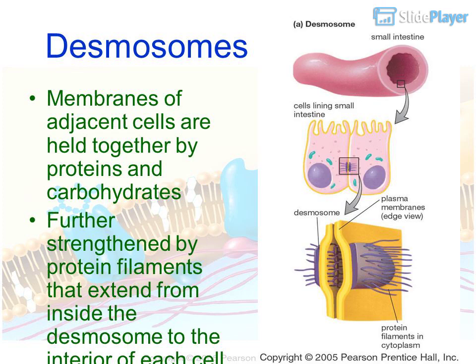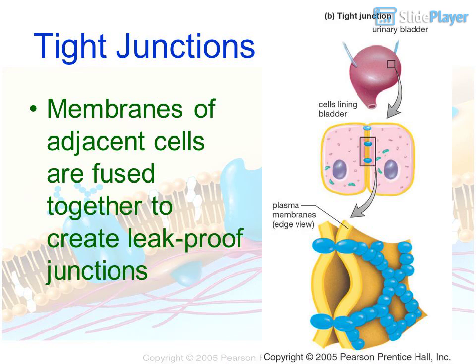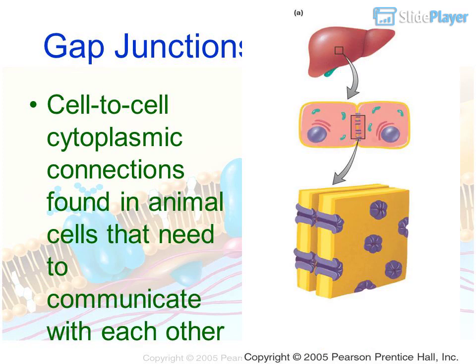Desmosomes: membranes of adjacent cells are held together by proteins and carbohydrates, further strengthened by protein filaments that extend from inside the desmosome to the interior of each cell. Tight junctions: membranes of adjacent cells are fused together to create leak-proof junctions. Gap junctions: cell-to-cell cytoplasmic connections found in animal cells that need to communicate with each other.